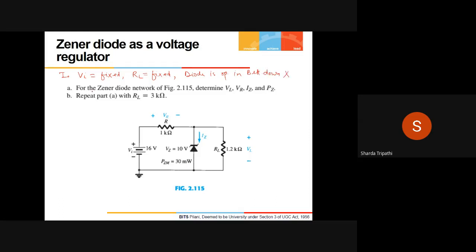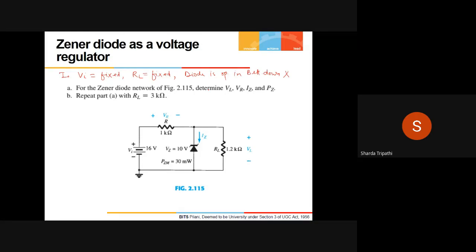If you read the question, it just says that for the Zener diode network shown in this figure, we need to determine these parameters and then repeat this when RL is 3 kilo ohms. So this is the first case where VI is fixed. The value is given as 16 volts. RL is also fixed, which is given as 1.2K. And it's not mentioned if the diode is in breakdown or in reverse bias or whatever.